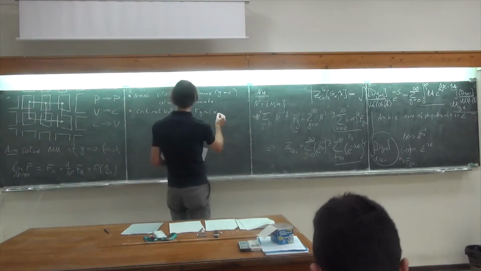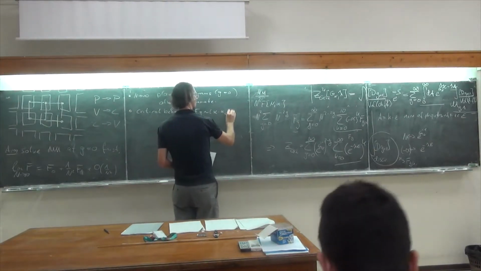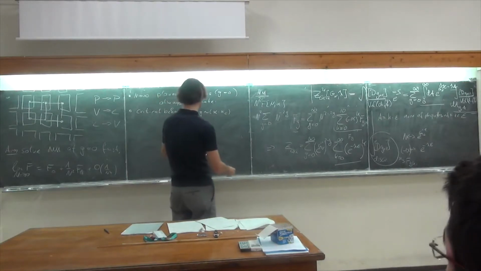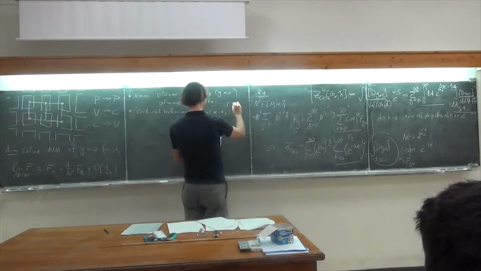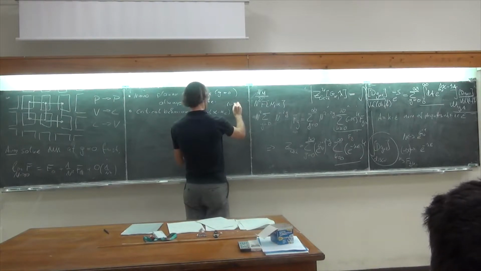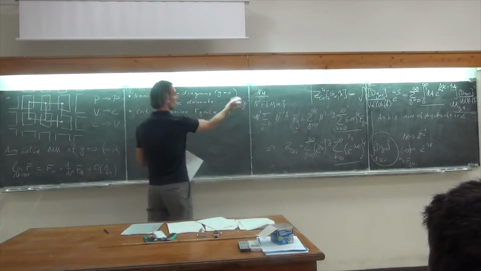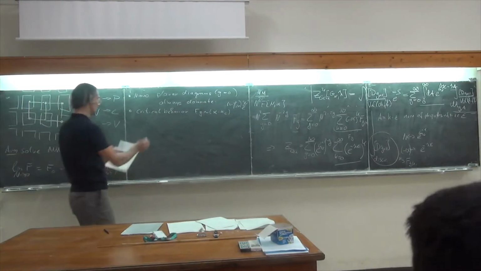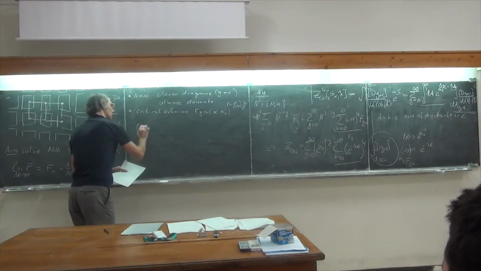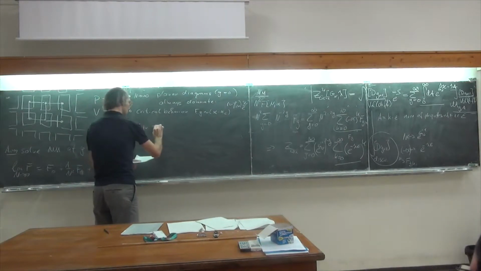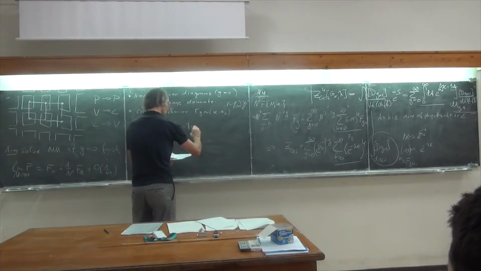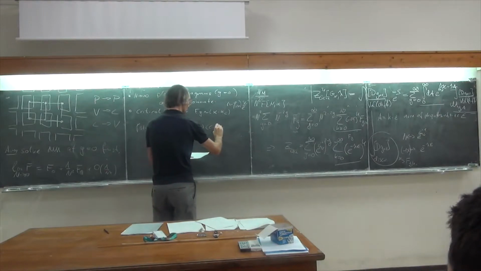Okay? With some power, and I think I can write this down already. And here will come some words, 3 minus gamma string over 2. This is of course a convention for how I call these exponents. And this is the string susceptibility.